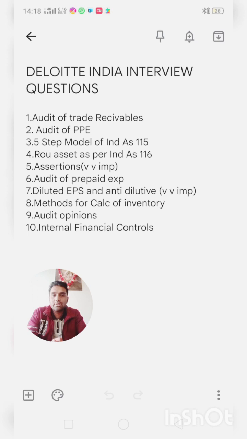In Ind AS 116, they basically ask what a right-of-use asset is, how you can recognize it, what lease liability is, and if there is a modification in the lease liability, how you make the changes and what type of entries you need to give. Accordingly, they may ask you different questions related to Ind AS 116.